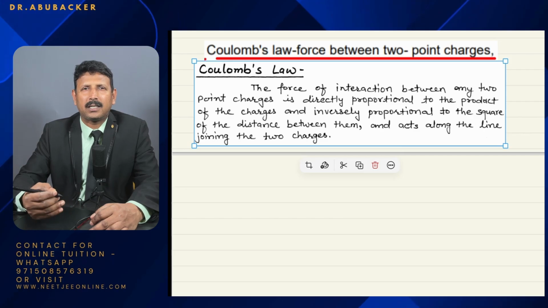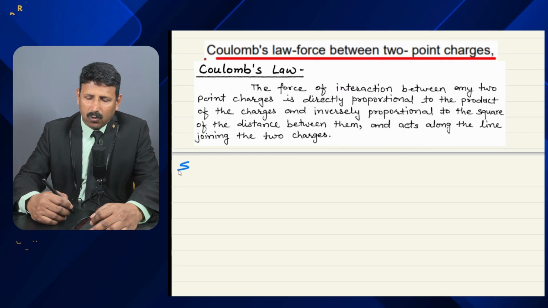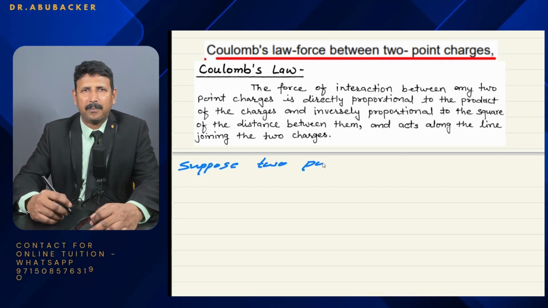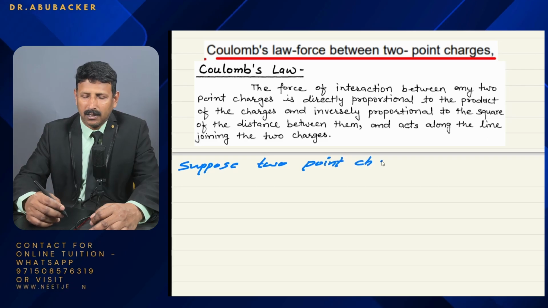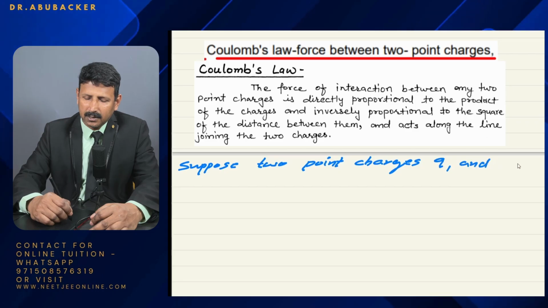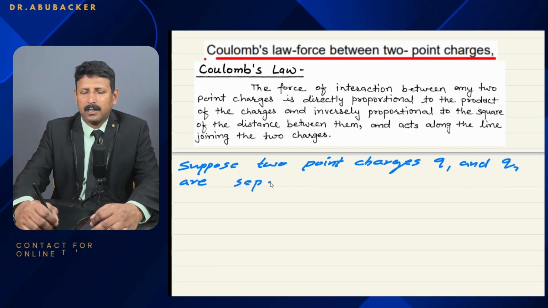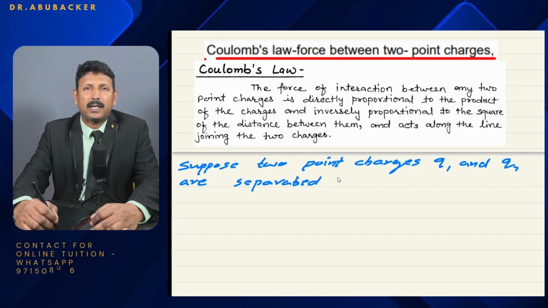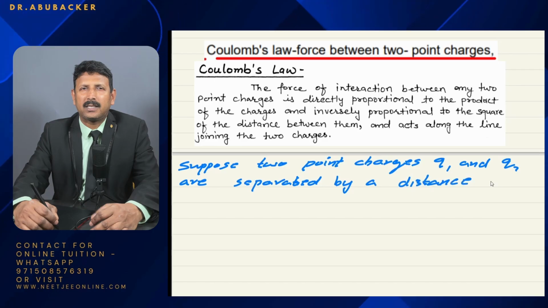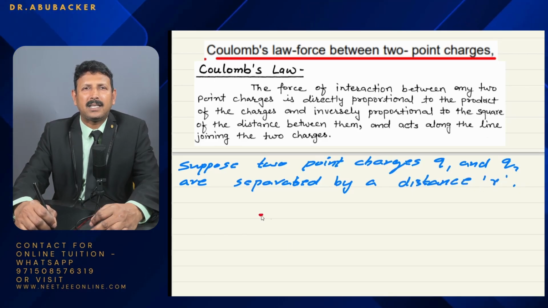You know that when we start a derivation, you start with simple steps. So if you want, you can draw a diagram that represents this situation, because there are two charges, right? So better to write that first. Suppose 2 point charges Q1 and Q2 are separated by a distance R. No need to follow exactly what I am writing here; you can write the statement the way you understood this topic.